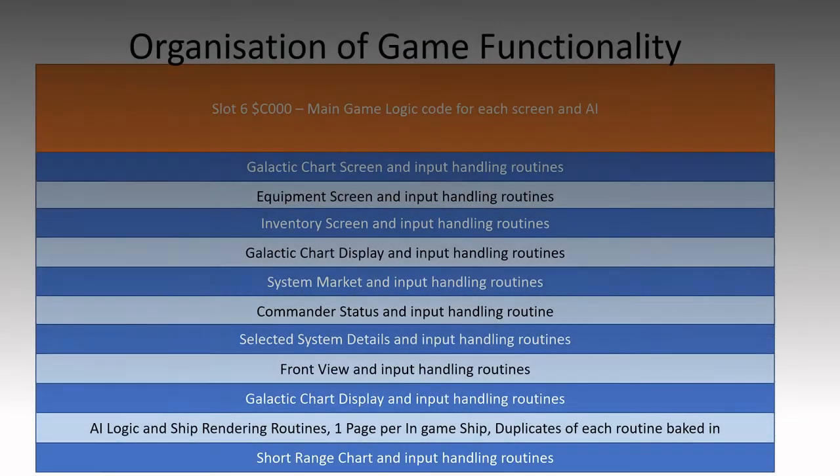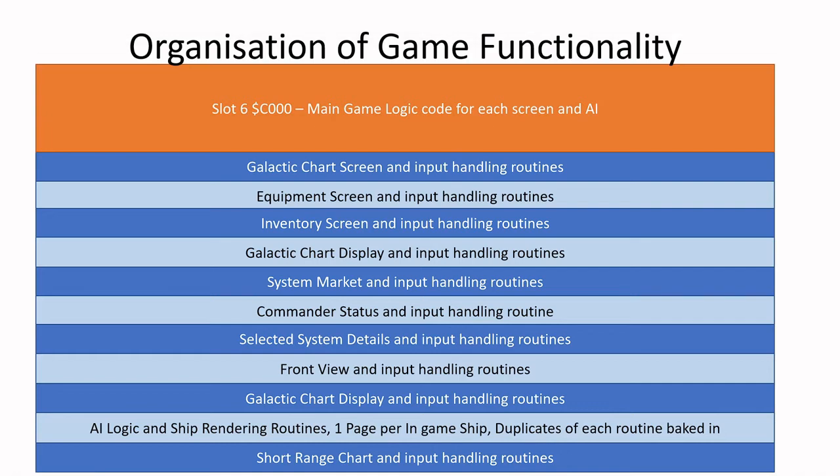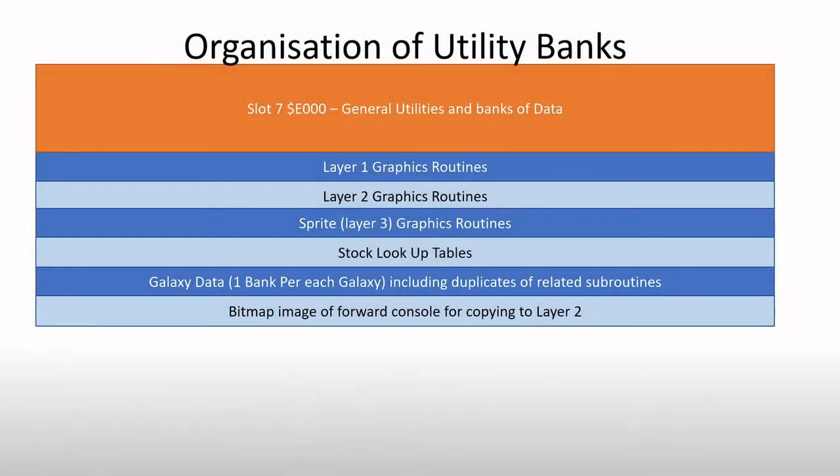Now, organization of game functionality. In particular, this is about slot 6, which is address C000. I've got each one of the screen routines, as you can see here, galactic equipment inventory, etc. The AI logic and ship rendering routines. So that is held in what I call a universe bank. This contains all the code logic and the data sets for temporary data for each ship as they come in and out.